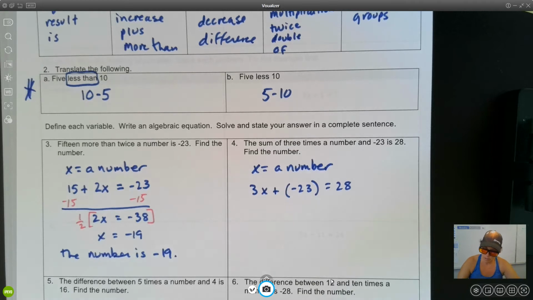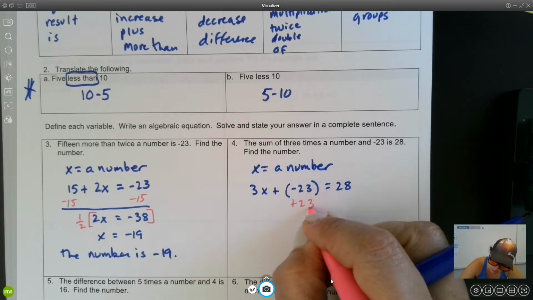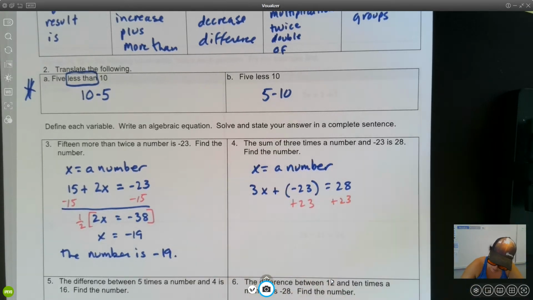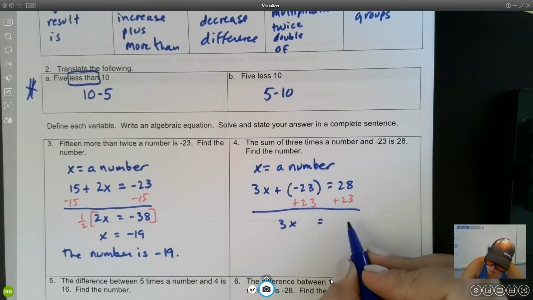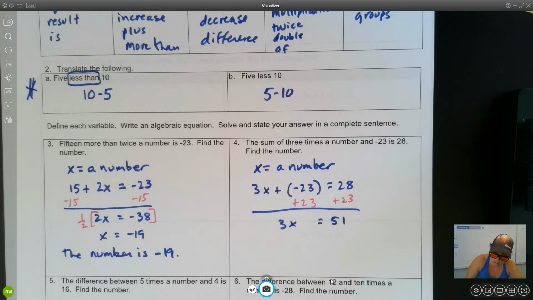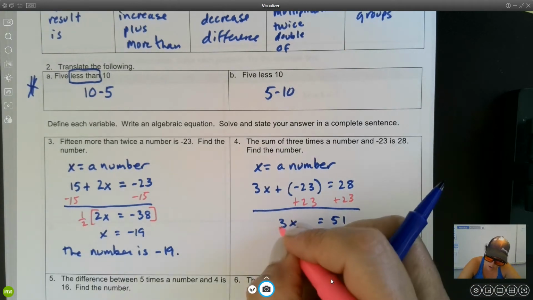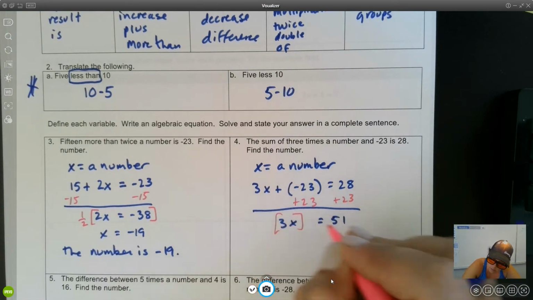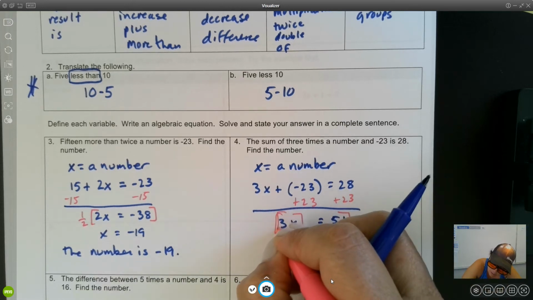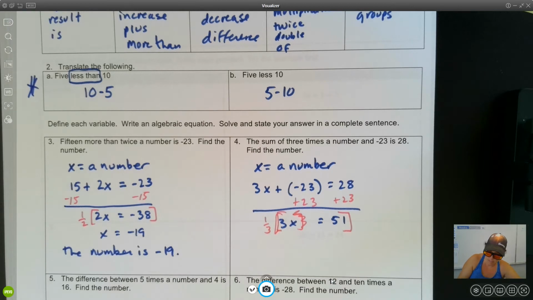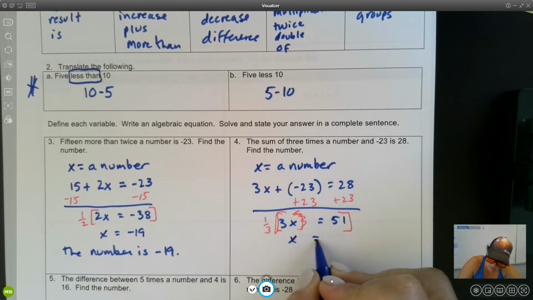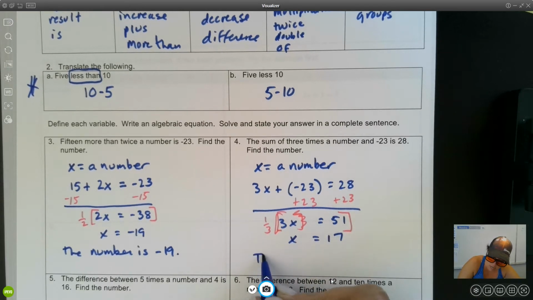Now solving, we need to get this 23 out of there. 3x equals 51. We're going to take a third or divide by 3. This would be x, and this would be 17. To answer the question, the number is 17.